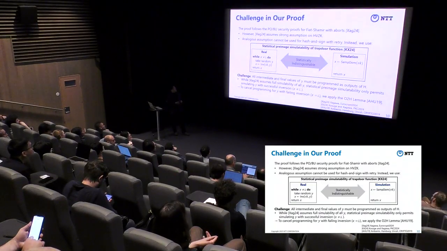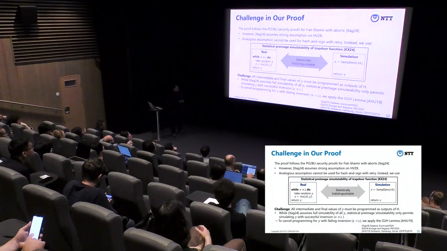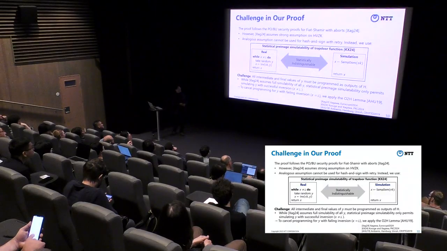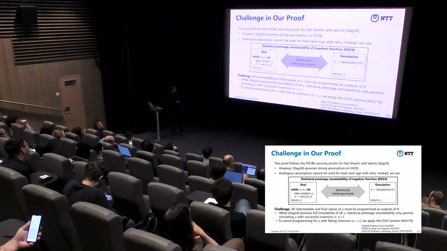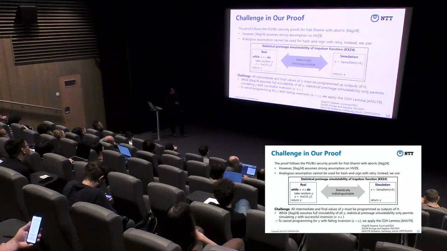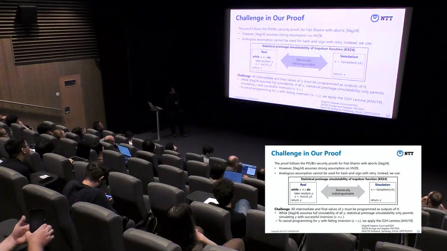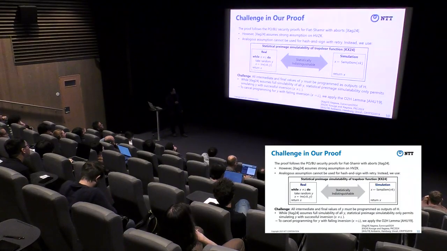And we can consider the analogous assumption in the trapdoor function, but we don't want to use this one because it's too much for the hash-and-sign with retry, and we don't know yet whether there is such a good property in the trapdoor function. So instead, we use this property, statistical preimage simulability. And this is a statistical indistinguishability of real generation of a preimage and the simulation of a preimage. In the real generation, we take random y, and we compute the inversion of y using the trapdoor. And until it is succeeded, we repeat this procedure.